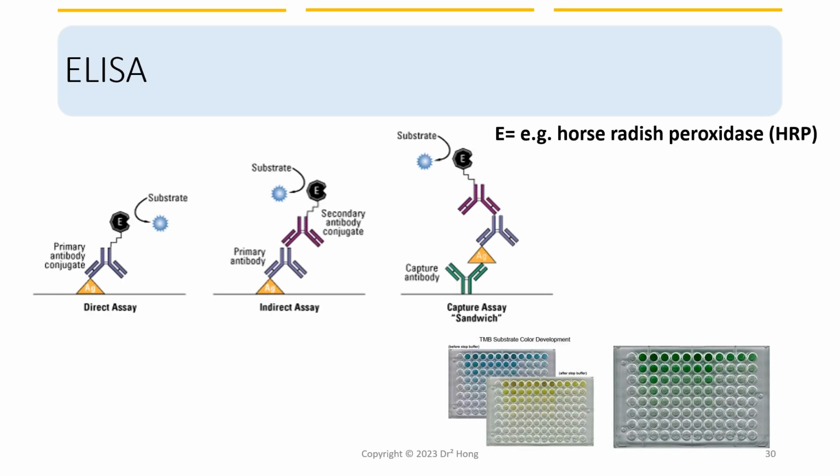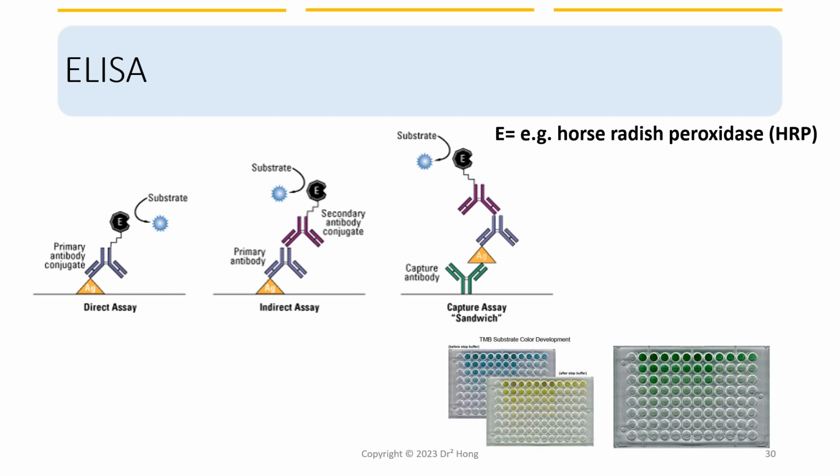There are several types of ELISA. A direct enzyme-linked immunosorbent assay, or direct ELISA, is a type of ELISA that is used to detect the presence of a specific antigen in a sample. It is called direct because it directly detects the antigen without the need for a secondary antibody. In contrast, an indirect assay uses a secondary antibody to target the primary antibody.